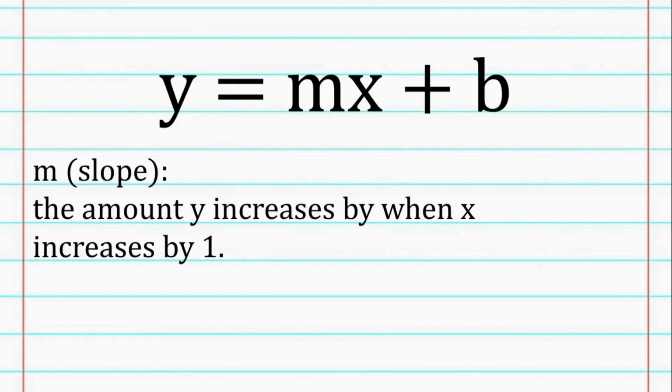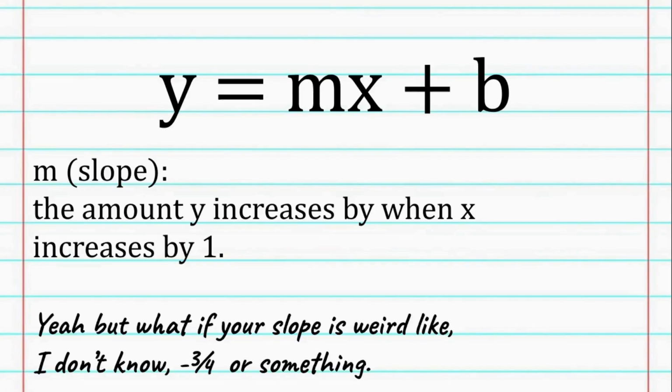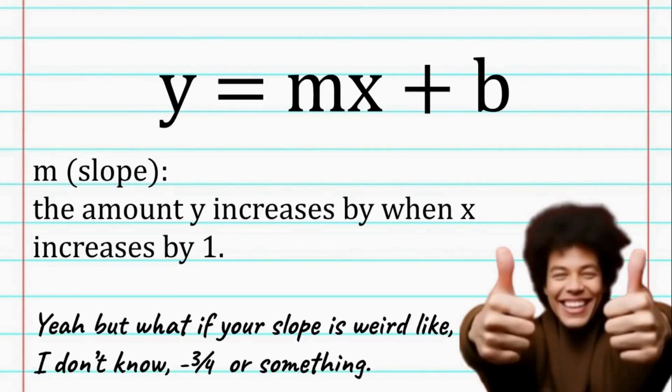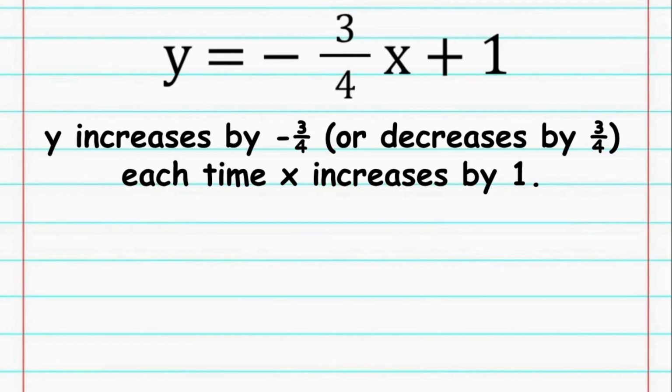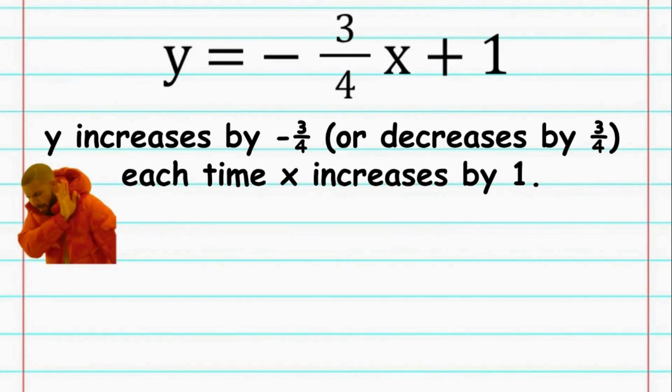That's cool and all, but you may be thinking, yeah, but what if your slope is weird, like, I don't know, negative 3/4 or something? We got you covered. Let's attack your question head on. It is true that if you had a linear equation like this with a slope of negative 3/4, you could interpret that negative 3/4 slope to mean that y increases by negative 3/4 or decreases by 3/4 each time x increases by 1. I don't know about you, but I really don't want to graph a linear equation with that relationship. Negative 3/4? That's just too weird.